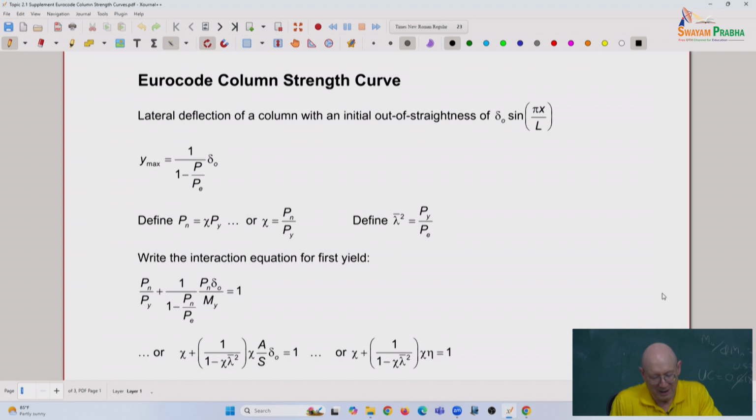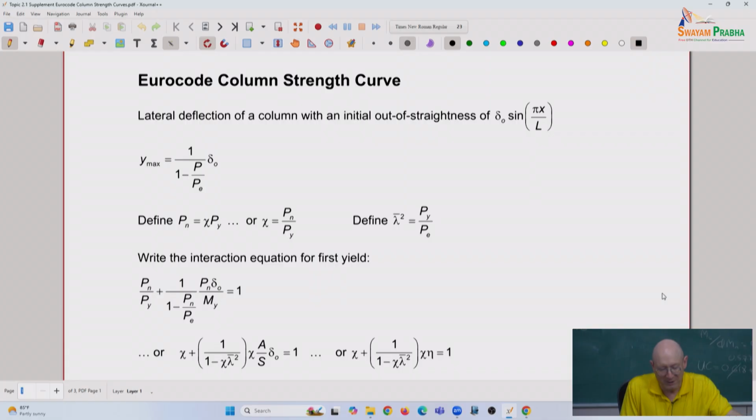And so we'll say the level of axial load in this pinned column, concentrically loaded at the ends, out of straight, we're going to load that up until we get to a column strength. That column strength, P sub n, is chi times Py. So chi is Pn over Py. That's ubiquitous in the Eurocode or in the Indian code. And we're going to find a column non-dimensional slenderness, lambda bar squared, which is the ratio of Py to the Euler load.